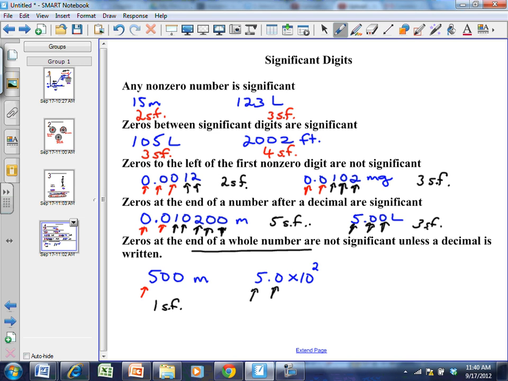If I want to say that I'm quite certain of the tens place, and my uncertainty is in the ones place, so that I want my ones place to be significant, I can do that two ways. I can write 500. meters. By writing that decimal there, I'm saying that zero is significant, and that means all these are significant. So that has 3 sig figs.